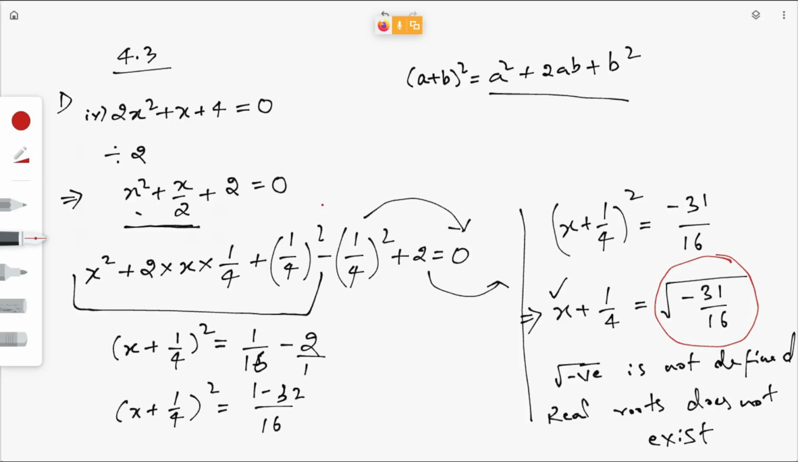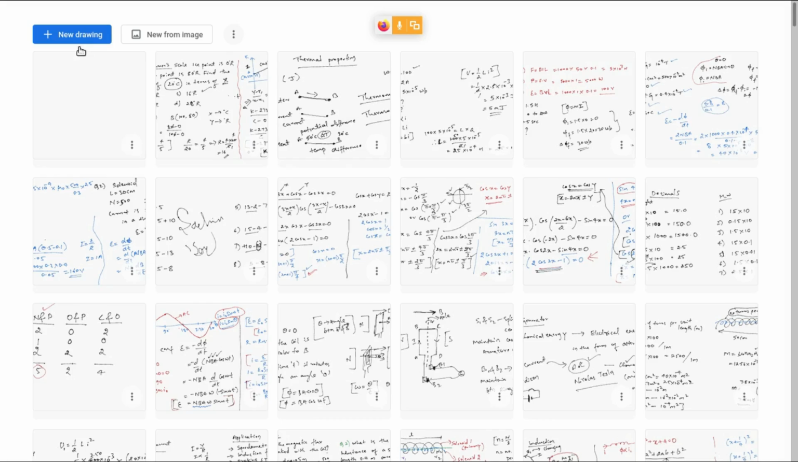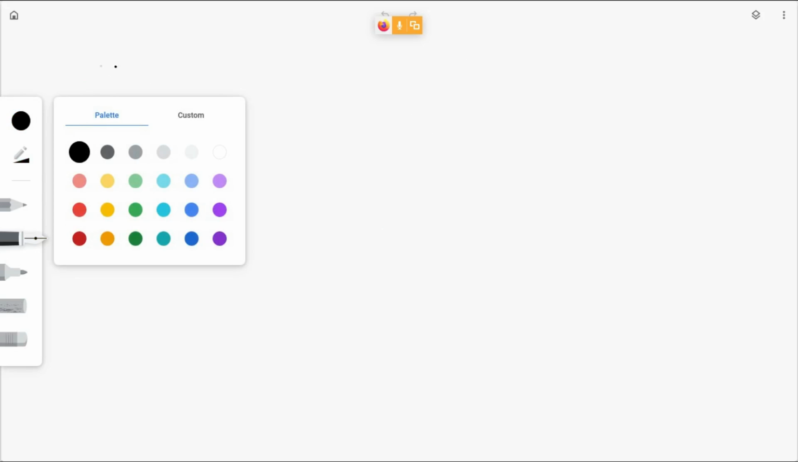Okay. So what will we do? Let me take a general form of a quadratic equation and then apply the completing the square method. For example, what is the general form of a quadratic equation? ax square plus bx plus c is equal to 0, right? So this is the general form of a quadratic equation.